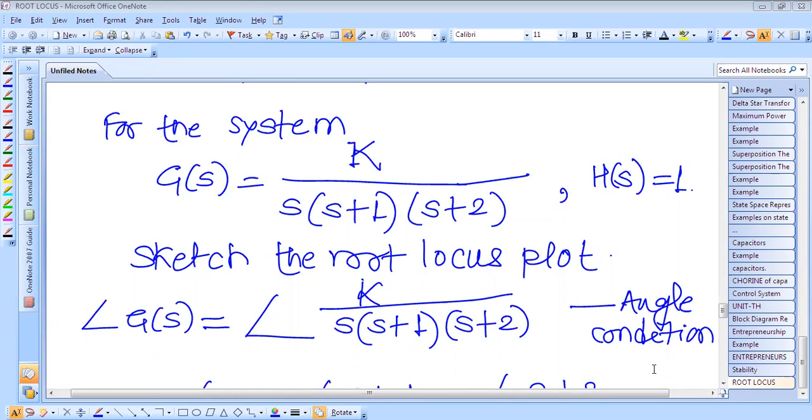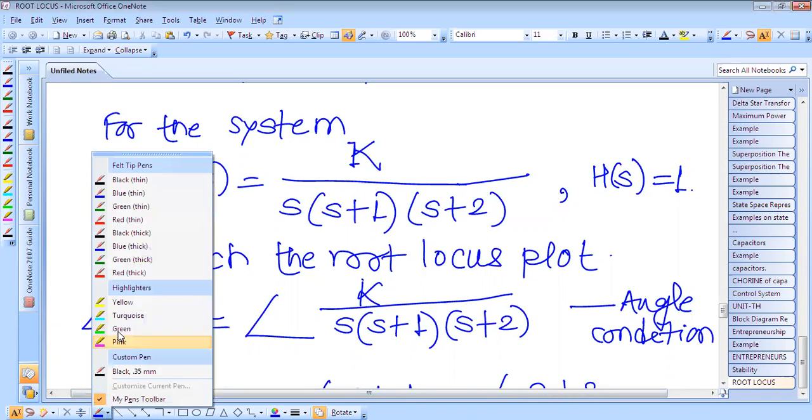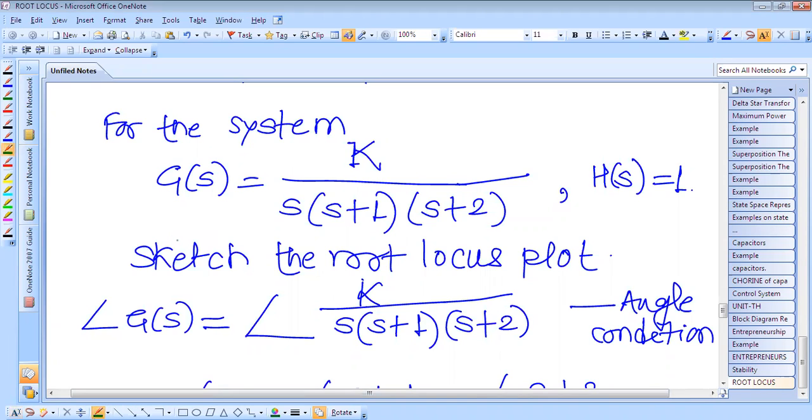Today we will consider an example on the root locus. For the system G(s) = K / (s(s+1)(s+2)) and H(s) = 1, this is a unity feedback system. We have to sketch the root locus for this given system.